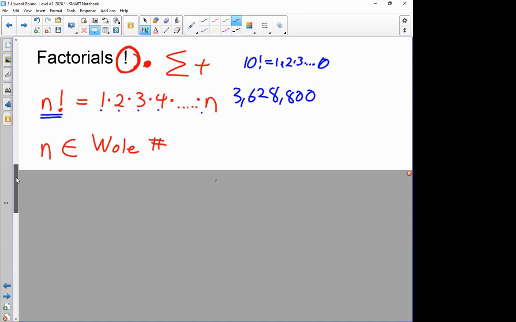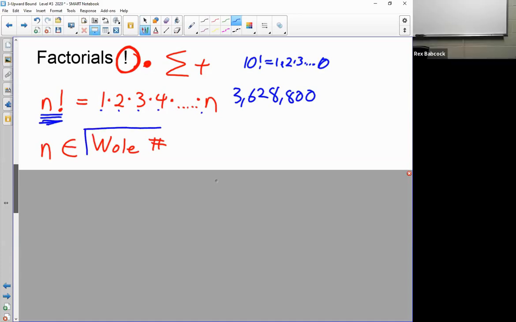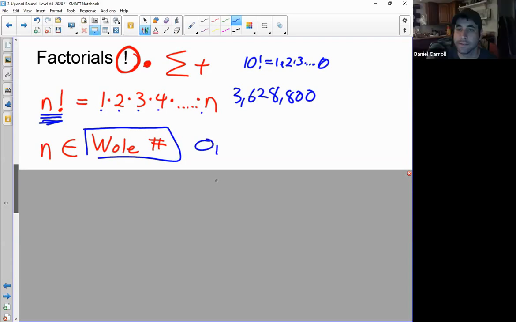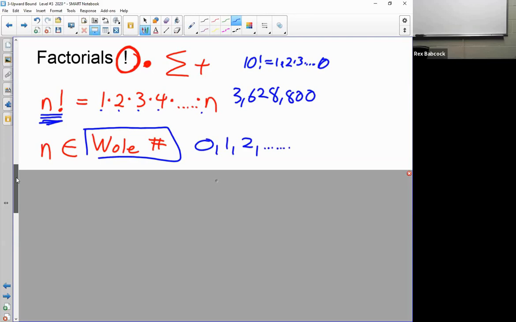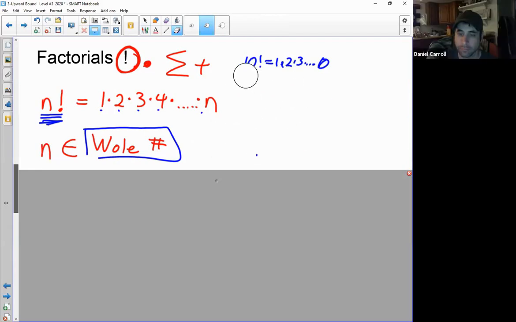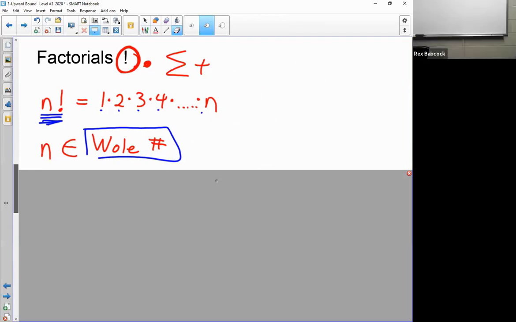On n factorial, when we look at a factorial, it has to be a whole number. 0, 1, 2, and on and on. It has to be whole numbers. All right? Does everybody understand that? You can't do a half factorial. You can't do negative 3 factorial. The first 2 are defined for us.